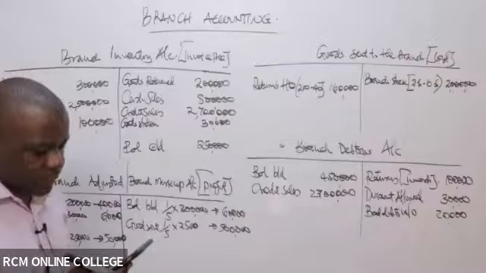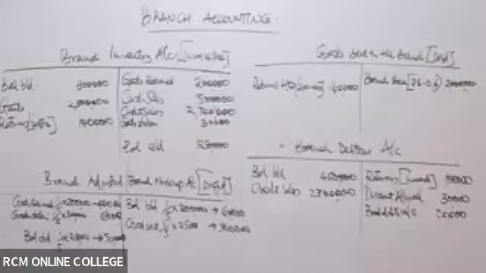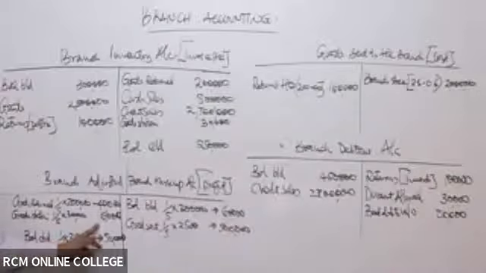In the P&L account, it will basically be part of the cost of goods that are sold. You'll expense it where? In the P&L account. So the 24,000 will be debited to the P&L account. But the profit element on these goods that were stolen will be debited in the branch markup account.